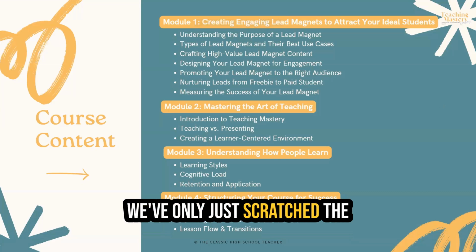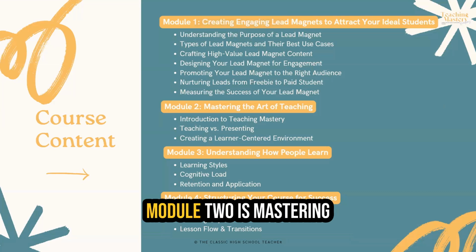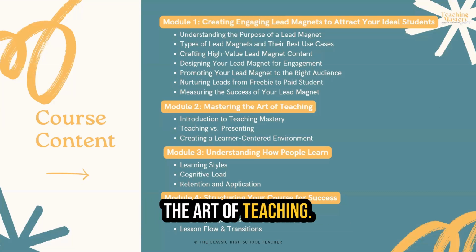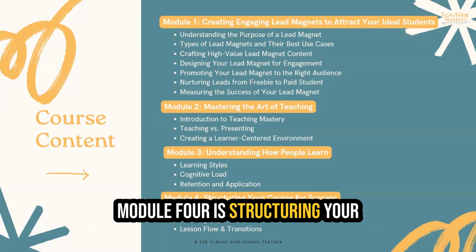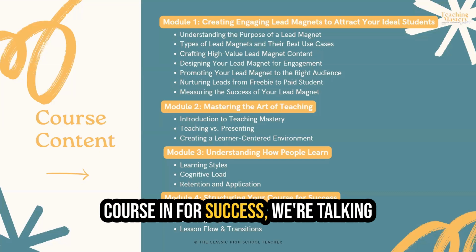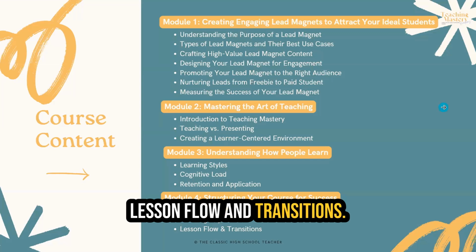We've only just scratched the surface in today's training. We go deep into what makes a highly valuable lead magnet. Module 2 is mastering the art of teaching. Module 3 is understanding how people learn. Our learning styles were all different. Module 4 is structuring your course for success. We're talking framework design, learning objectives, lesson flow and transitions.